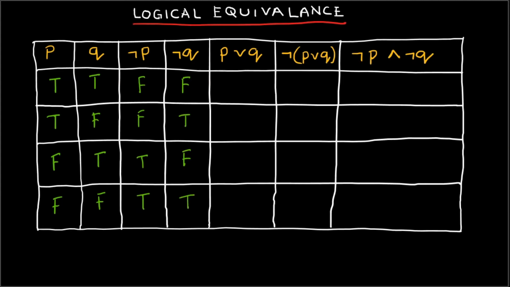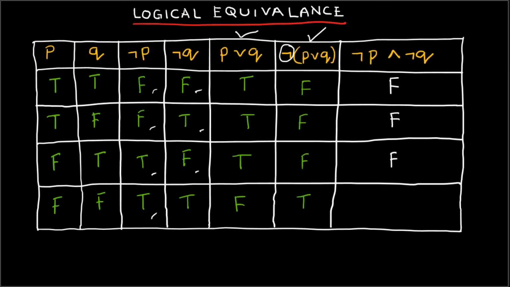Now enter truth values for P or Q. In this column, enter true for any value that is true in the P column or the Q column. The not of P or Q is the negation of the P or Q column. Enter values in this column. All entries are opposite of column P or Q. Finally, evaluate not P and not Q and enter truth values.